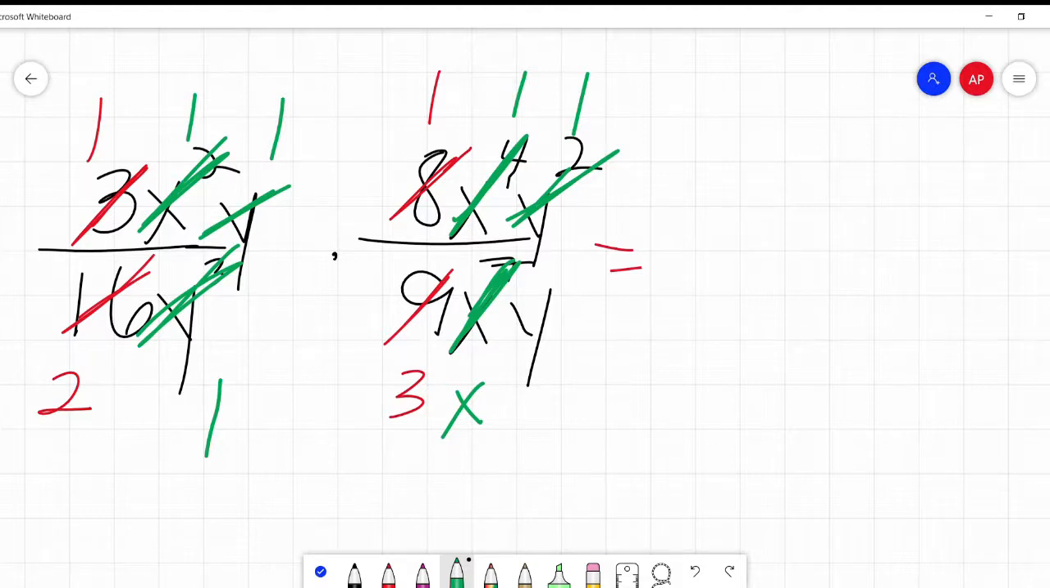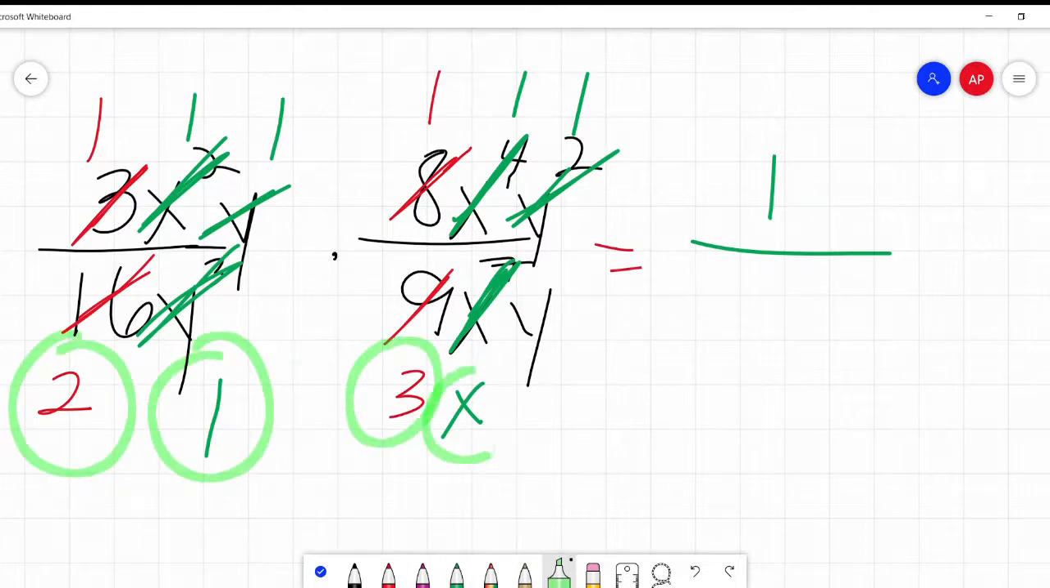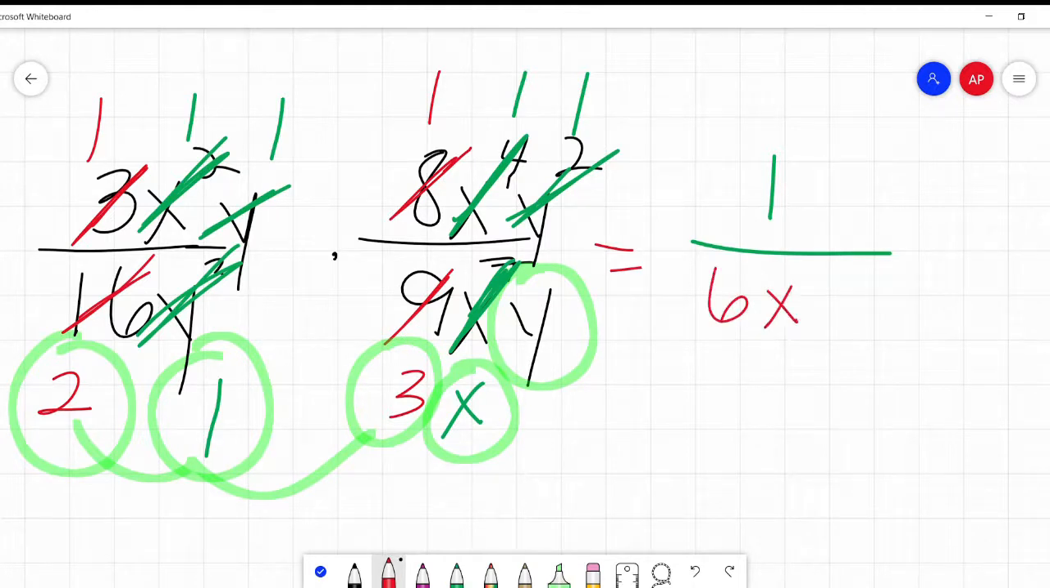So we all have 1's on the top, multiplied together. On the bottom, I have 2 times 1 times 3 times x times y. 2 times 1 times 3 is 6, and then just an x and a y. I know it's a lot of lines going everywhere. It's going to be less about it being hard and more about being accurate and careful.